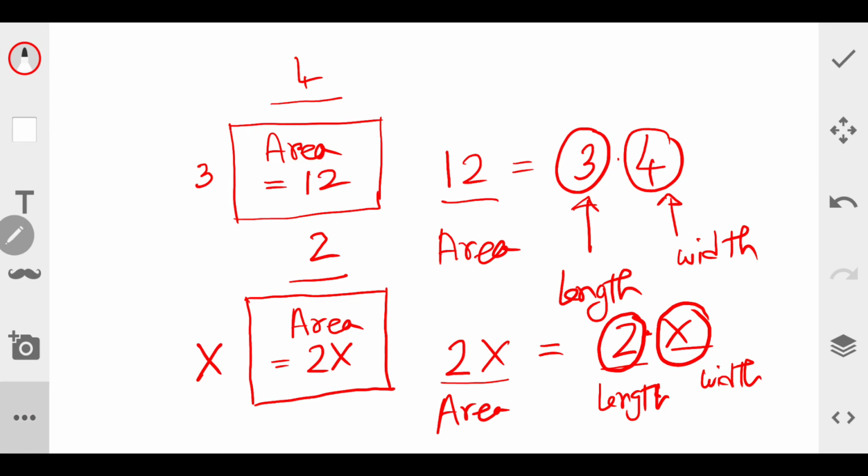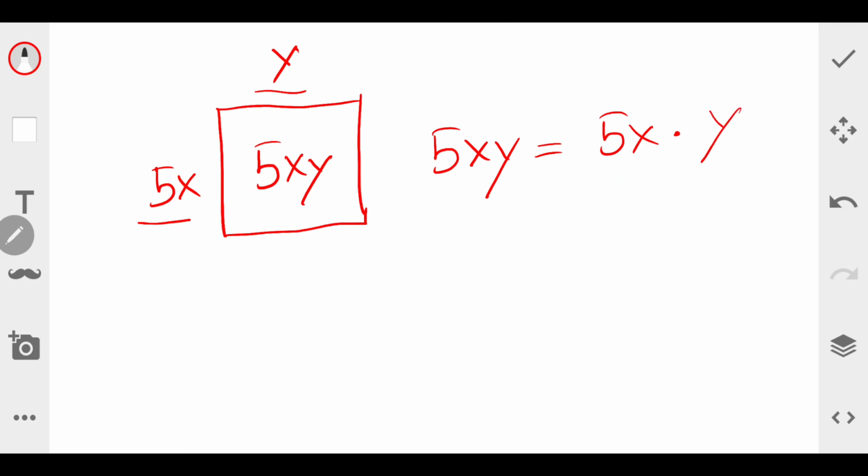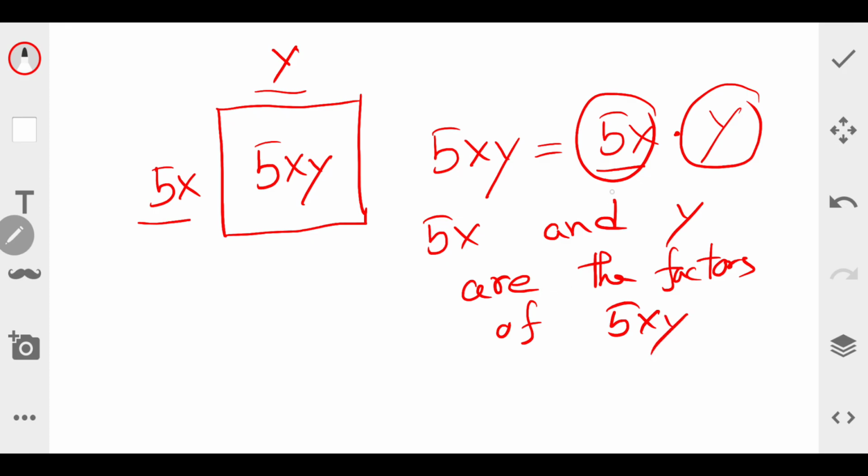Okay, let's look at some more scenarios. Let's say I have an area and this is 5xy, and this side is 5x. That means the length is 5x. If the length is 5x, what should be the width? Must be y, because the area 5xy should be equal to 5x, your length, times your width, which is y. So that means 5x and y are the factors of 5xy. That's how we can find the factors of a term or factors of a monomial.